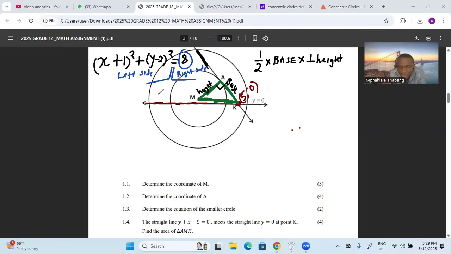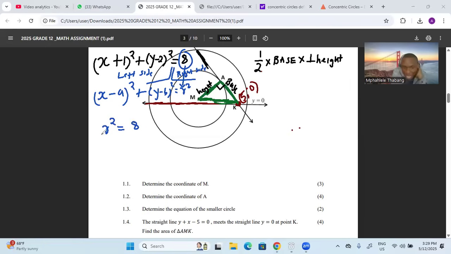If you look at the value on the right side, it is equivalent to r squared. This is why we put r squared. Remember the formula, guys, is like this: x minus a squared plus y minus b squared equals r squared. So this 8 is equivalent to r squared. So now I can say r squared equals 8.